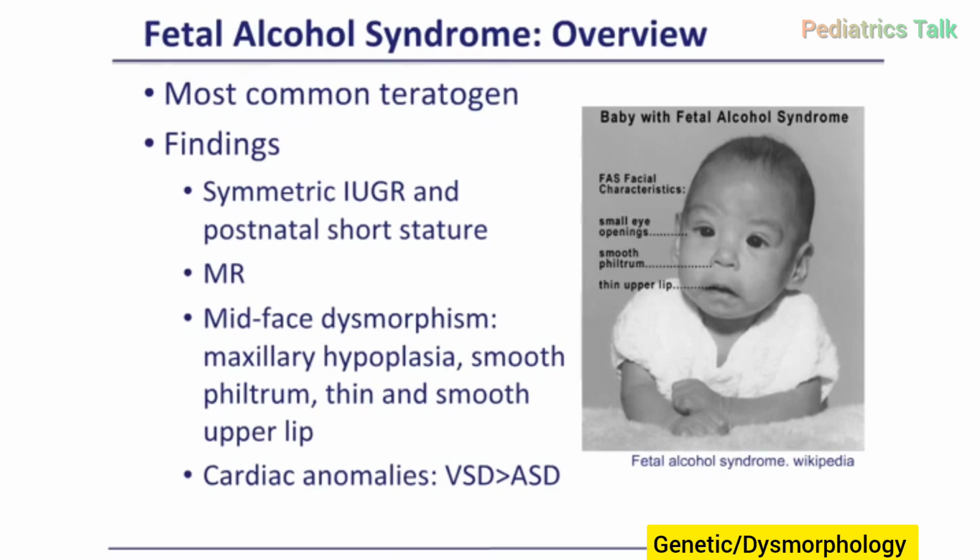The alcohol during pregnancy affects the forebrain primarily, and the forebrain development affects mid-face development, and so we classically have findings of mid-face dysmorphism, such as maxillary hypoplasia, smooth philtrum, thin and indistinct upper lip, small eyes, and the major morbidity associated with this is cardiac anomalies. VSD is the number one. Secondarily, we may have skeletal abnormalities, particularly joint abnormalities of any kind.